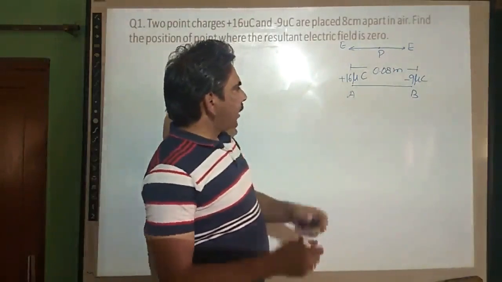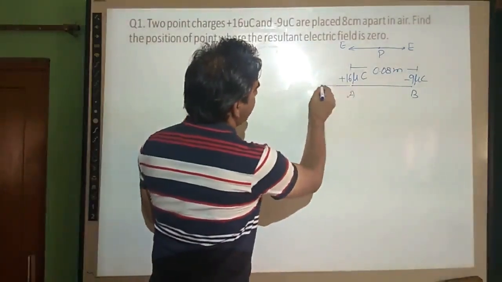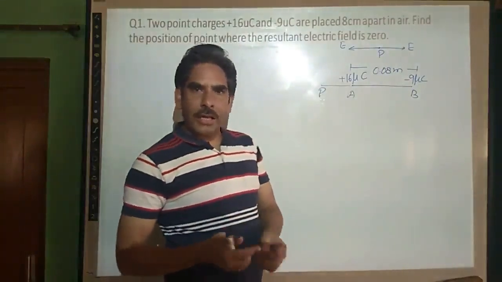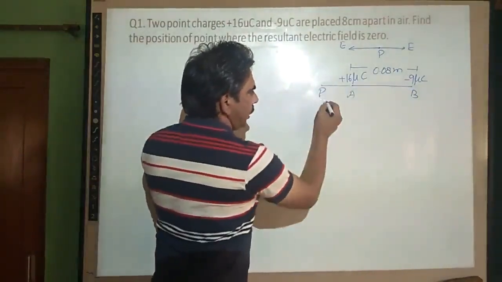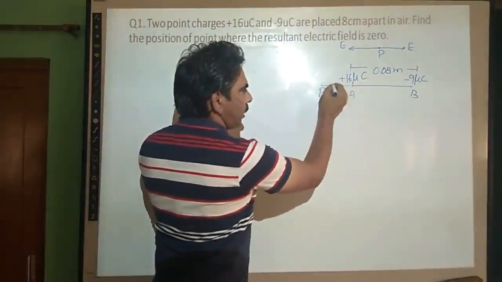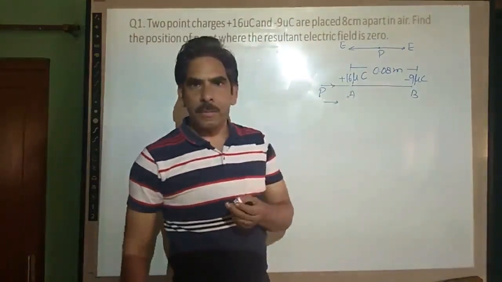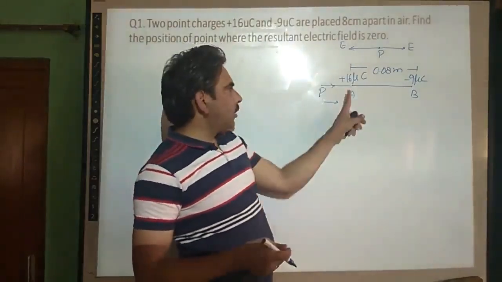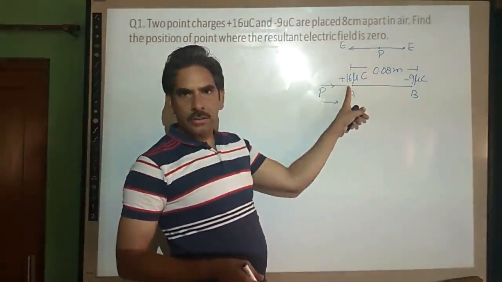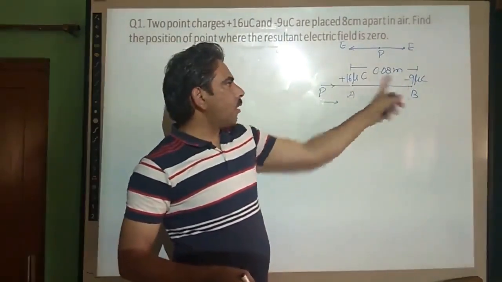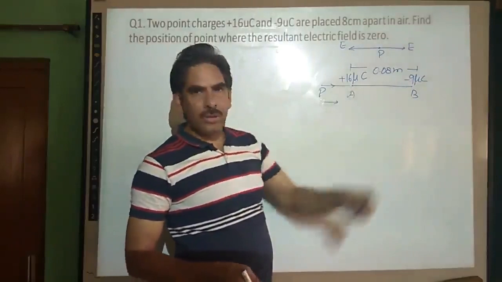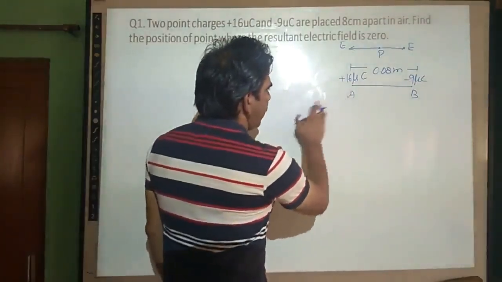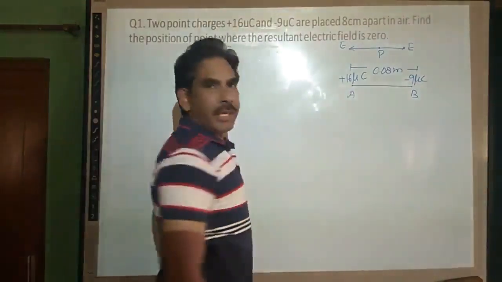What about taking a point to the left side? For example, if we take a point here, P, what will be the direction of the electric field? Again, due to the negative charge it will be in this direction, due to the positive charge it will be in this direction. So again the electric field will not be 0, because this charge is comparatively stronger, or we can say has a higher magnitude as compared to the minus 9. So here also there cannot be any point at which the electric field will be 0.